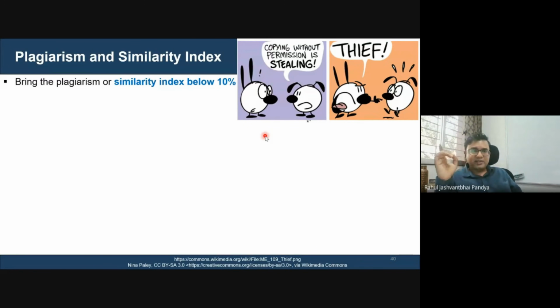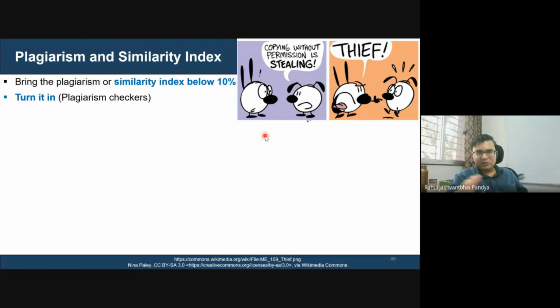And once the first draft is ready, this is the major part. Plagiarism, any kind of copying, stealing, right? It'll go immediately rejected, and there are a lot of consequences we will see tomorrow. Also plagiarism, we have a detailed session tomorrow to build awareness on it. So we got to bring the plagiarism down below 10%. Generally 10% is the best idea.